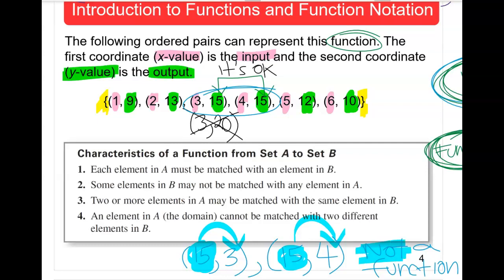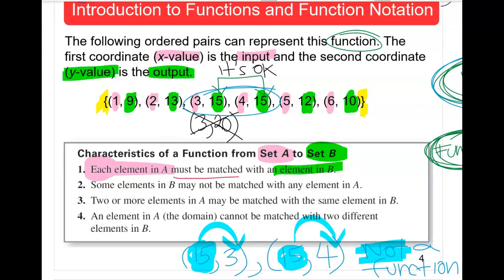So let's go over the numbers. Number 1 says, and here remember we're using set A as the domain, and we're going to use set B as the range. So each element in A, and the word each is so important too, because every single element from A needs to have a partner. So every single element must be matched with an element in B. So every single one has to have a partner.